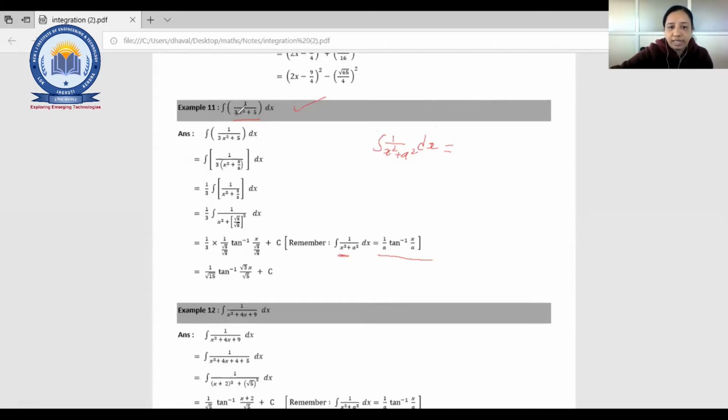x square is already there with the 3 and here it is a 5. So what is supposed to be there? Here I'll take a 3 common, so I'll get x square, and obviously this 5 will be divided by 3. If we remove this bracket, you will get your original equation. Now 1 by 3 is a common constant, so we have taken it out. Now integration upon 1 upon x square and 5 by 3.